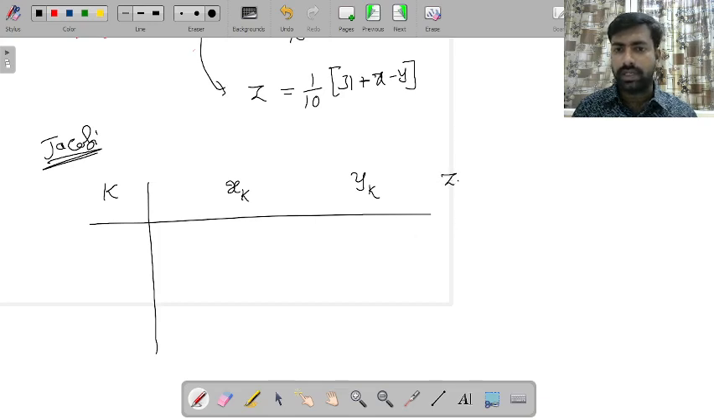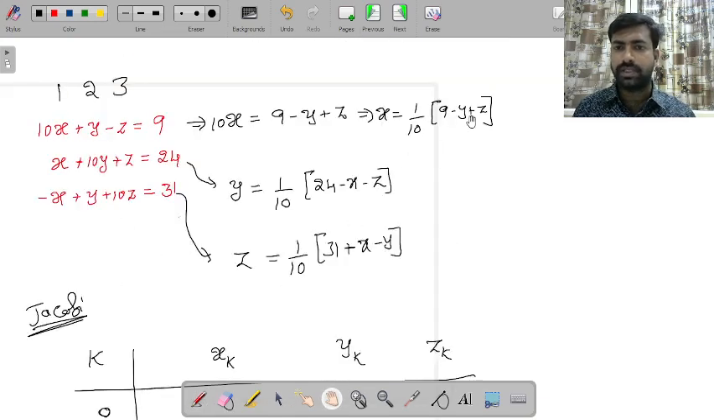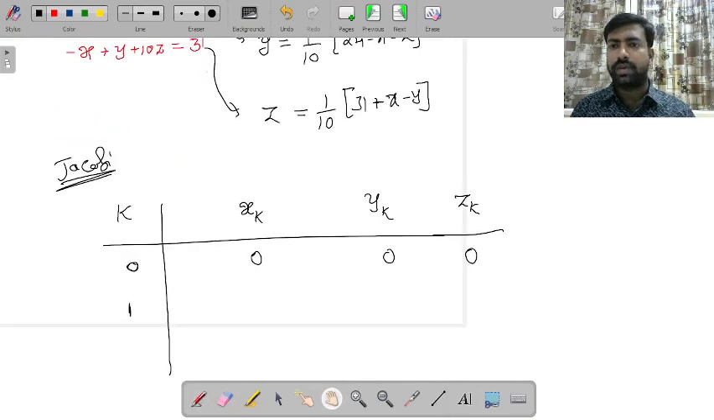And there are 3 here, so zk as well. So when k is 0, we'll take the initial values to be 0, and at the first step you substitute x0, y0, z0 in these equations. From this you'll get what x, y, z are.